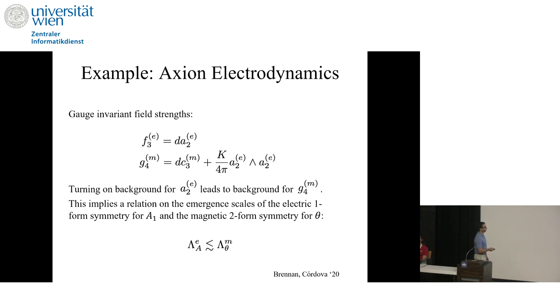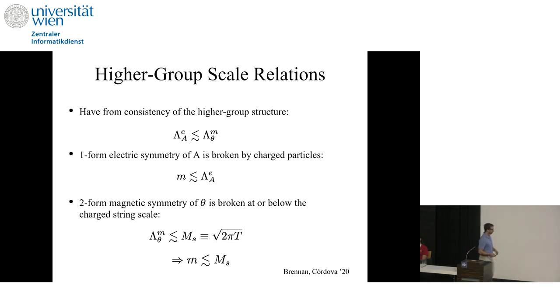Because as noted by Brennan and Cordova, what this means is that if you turn on a background for the one-form symmetry, for A2, then this immediately leads to a background for the two-form magnetic symmetry. Which means that if the one-form symmetry is a valid symmetry of the theory, then the two-form symmetry must also be a valid symmetry. So the energy scale at which the one-form symmetry emerges must be no larger than the energy scale at which the two-form symmetry emerges.